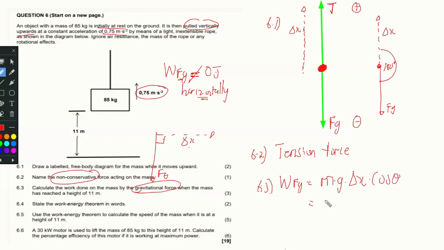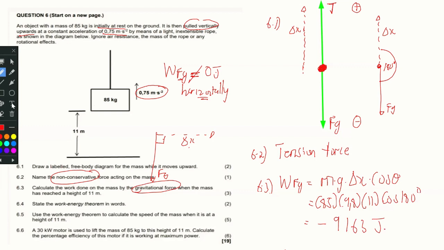So our mass would be 85, 9.8, or delta x 11 meters, and then cos what? 180 degrees. Now, when you calculate, you will get a value for work done by Fg. So let's put that in our calculator. 85 multiplied by 9.8, and then multiplied by 11, and then cos 180 degrees. So this is giving us negative 9,163 what? Joules. And then for 3 marks, that's what we have. So formula, substitution into the formula and the correct answer.